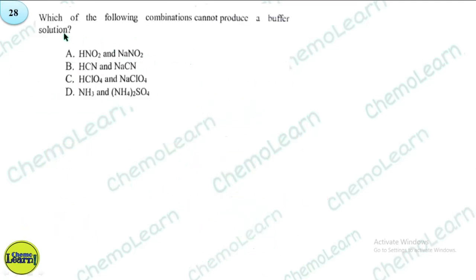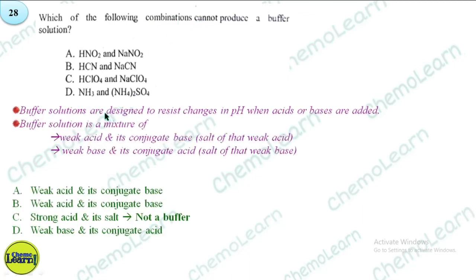Question number 28. Which of the following combinations cannot produce a buffer solution? What is a buffer solution? Buffer solutions are designed to resist changes in pH when acids or bases are added. You know that. Buffer solutions are of two types, acidic buffer and basic buffer. It is a mixture of a weak acid and its conjugate base, that is the salt of that weak acid, or a weak base and its conjugate acid, the salt of that weak base.